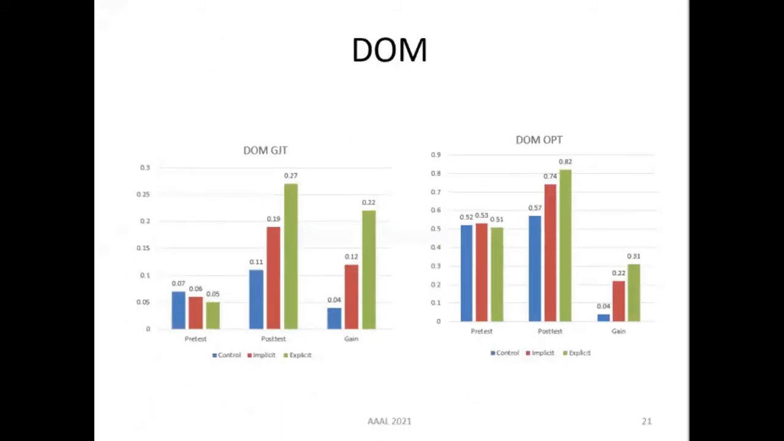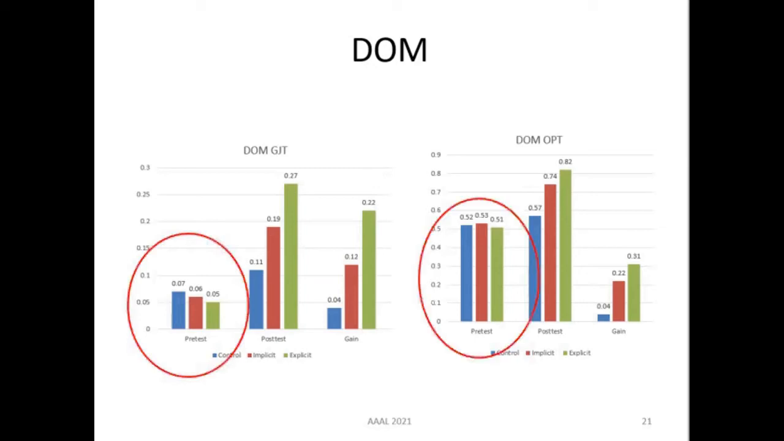Again, here you see 2 bar charts for differential object marking scores. The one on the left is for the grammatical judgment, whereas the one on the right is for the oral production test. Again, we are only interested here in whether the groups are different on their pretest scores. And our analysis shows that they are not. So the groups are comparable.